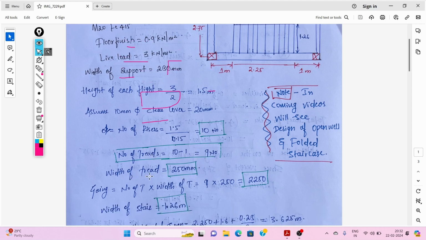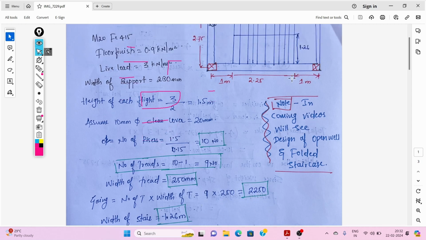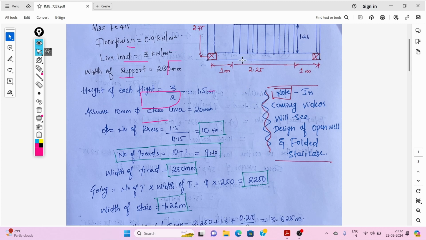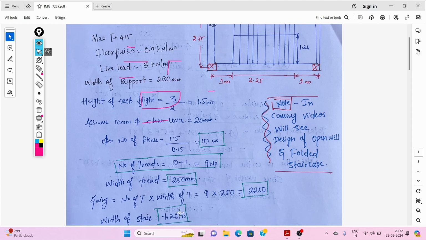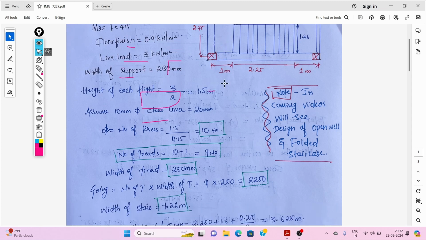The width of the thread is 250 mm. Now we can find the length: the number of threads into the width of the thread, 9 into 250, gives 2.250. Here the width of the stair is 1.26, and the width of the landing is 1 meter, according to usage. Here 1.1 meter is the width of the landing.